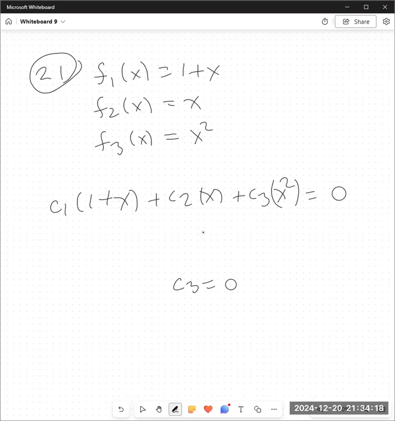I'll show you that. So if I have C1 plus C2 equals 0, and C1 has to be equal to 0 because there's no constant over here other than 0. Then if C1 is 0, C2 also has to be 0. They're all 0. So this is independent.